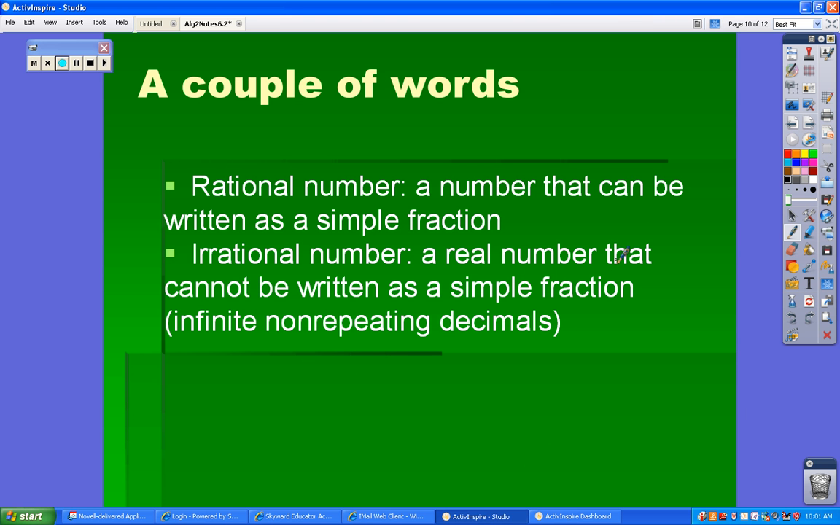Okay, a couple more words you need to know. A rational number is a number that can be written as a simple fraction, 1/2, 1/3, 3/4, -2, because I can write that as -2/1. Okay, an irrational is a number that cannot be written as a simple fraction. Infinite, non-repeating decimals, so like 0.101001000010000... That would work.